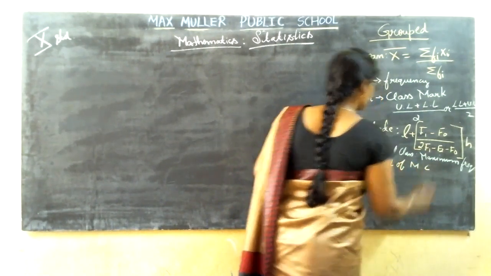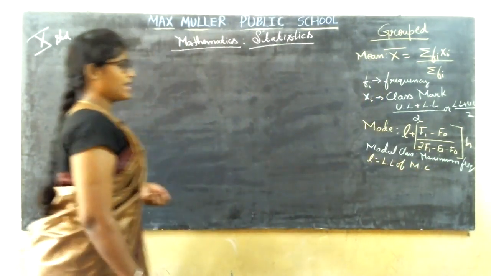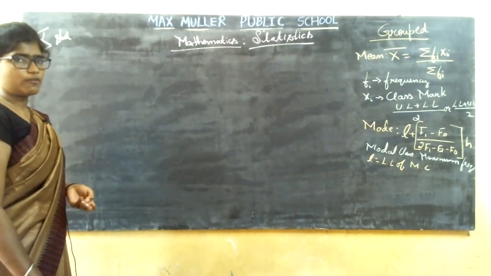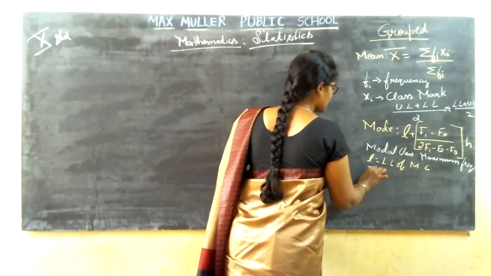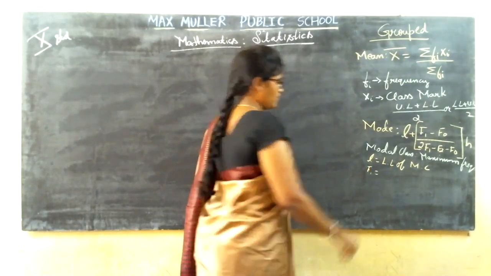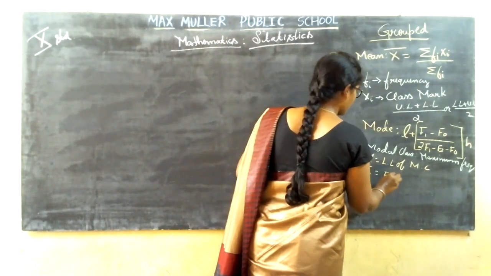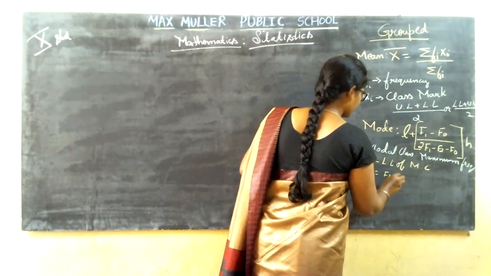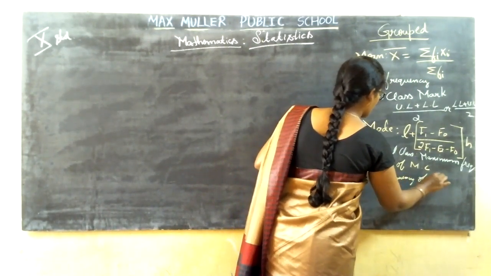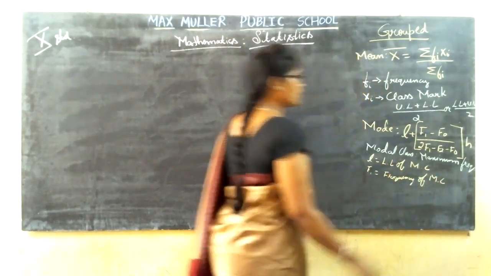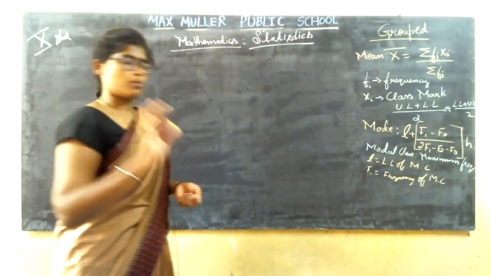I'll write the short forms. Okay, remember, that's all. What is L? Small l is the lower limit of the modal class. Then what is F1? Frequency of the modal class. Whatever modal class you have chosen, that particular frequency you need to write.